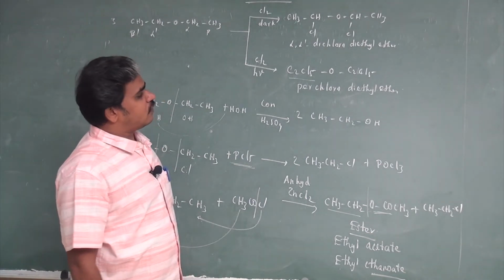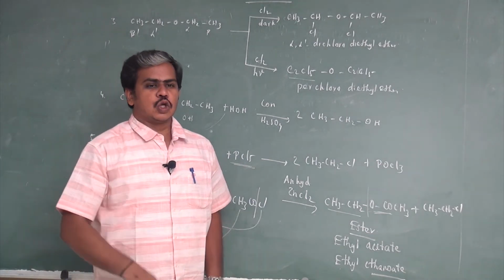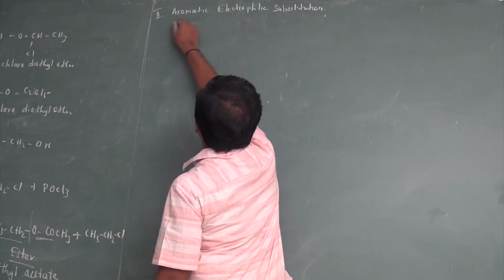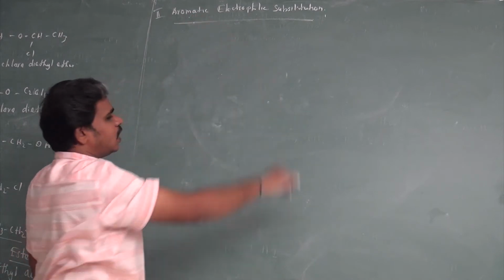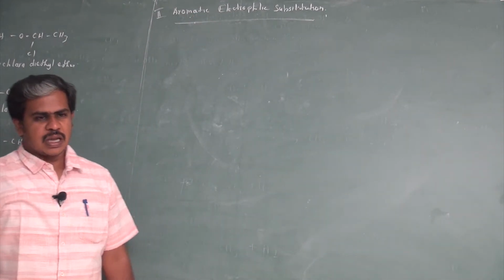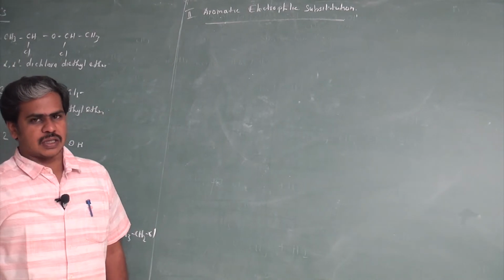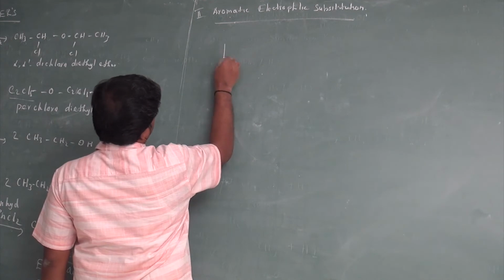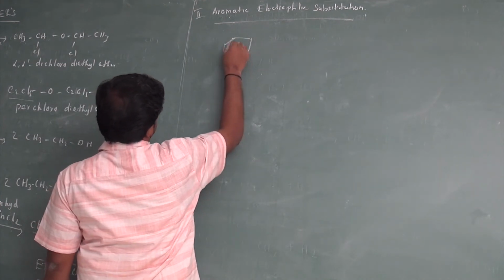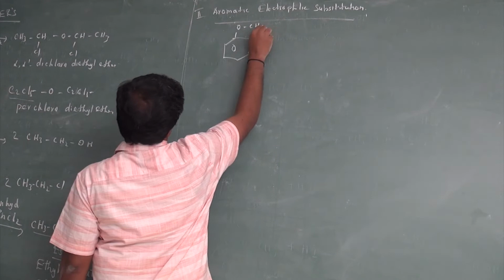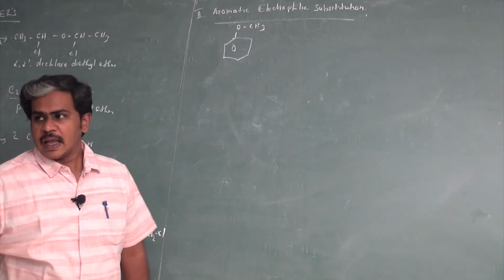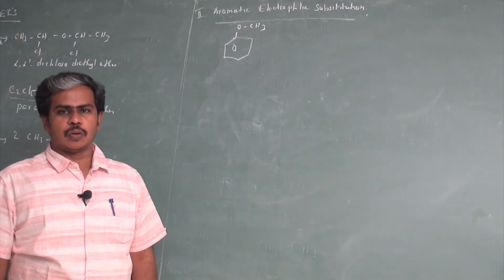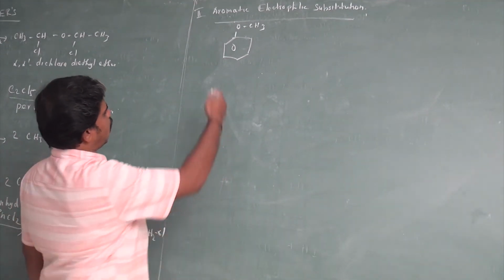Okay. Now we take aromatic electrophilic substitution reaction. What do we mean by aromatic? Benzene and its derivatives. So these are the reactions of anisole. Anisole contains an aromatic group. So we take the aromatic compound anisole, C6H5OCH3. Now is this anisole an ortho-para directing group or a meta directing group? We want to analyze here.